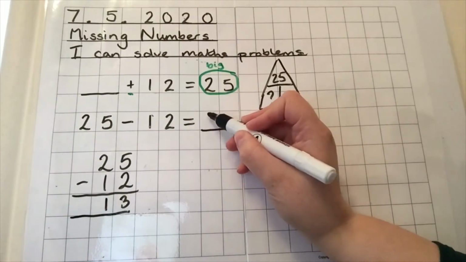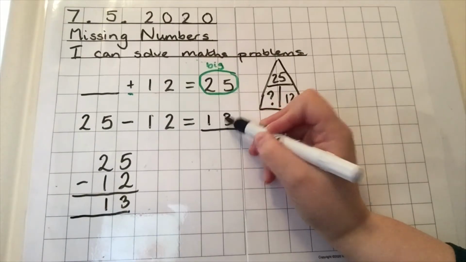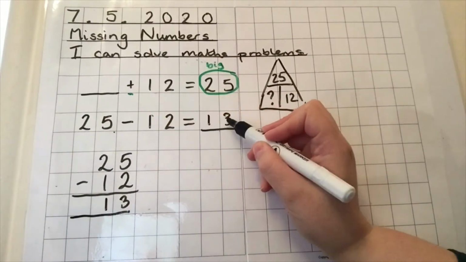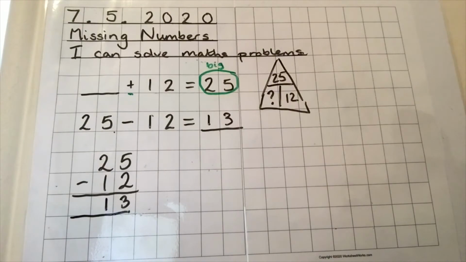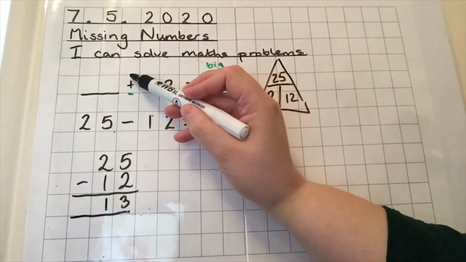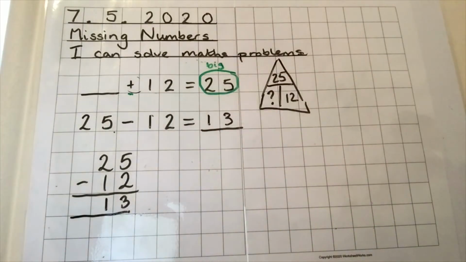And I get 13. So 25 take away 12 is 13. So that's how we do it if it's an add. I'm going to do one more add.